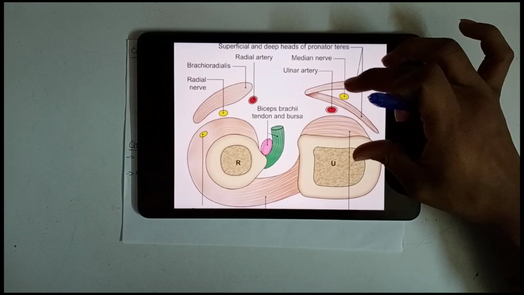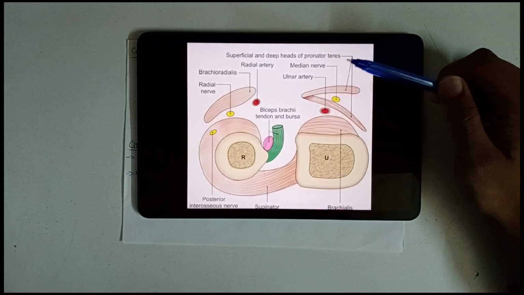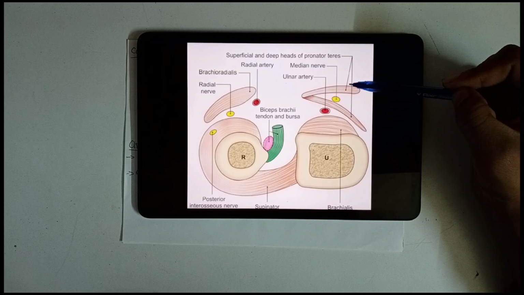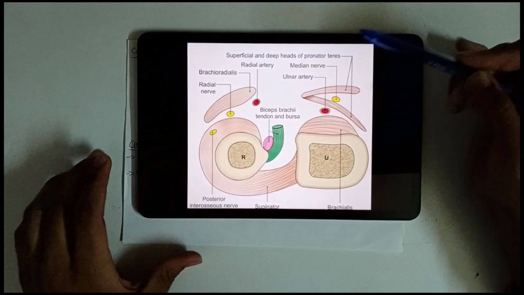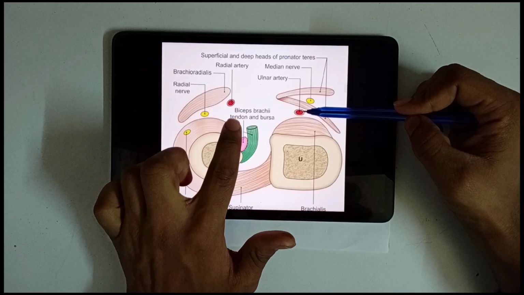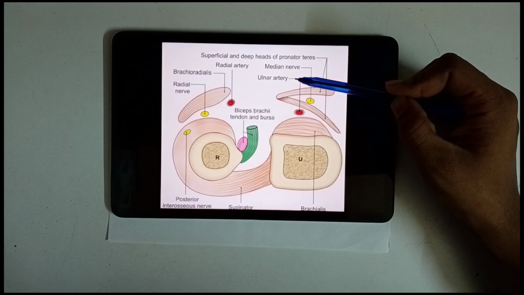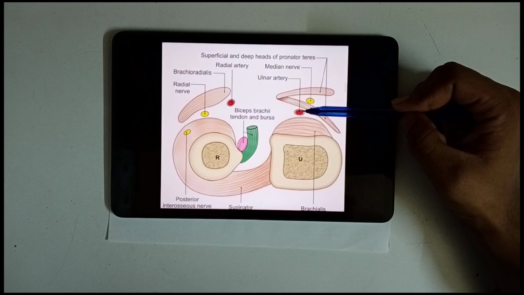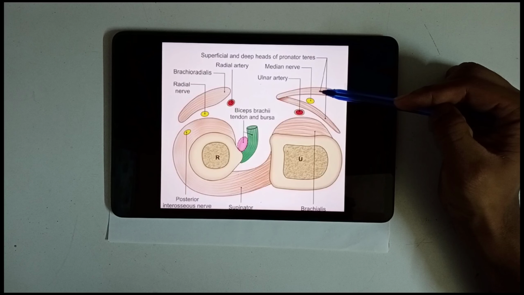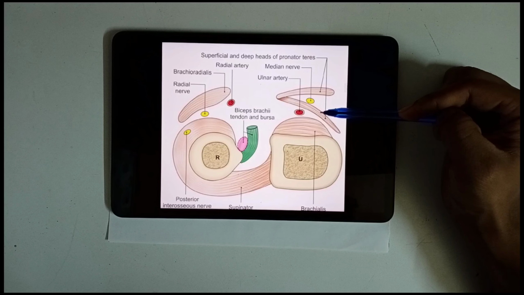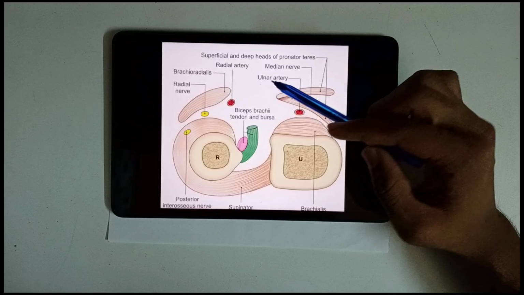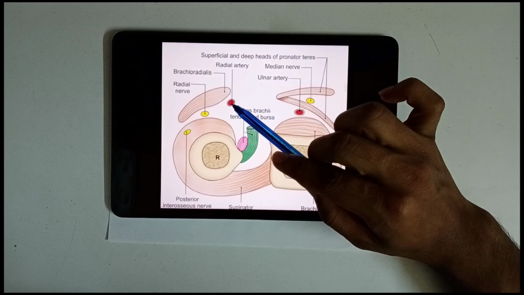This is the transverse section of cubital region at the level of cubital fossa. This is our radius, ulna. Through this diagram, we can see that radial artery is superficial as compared to ulnar artery. You can see here ulnar artery is under the cover of superficial and deep head of pronator teres. This is pronator teres, superficial head, deep head, and ulnar artery is deep to both of the heads of pronator teres, whilst radial artery is superficial.